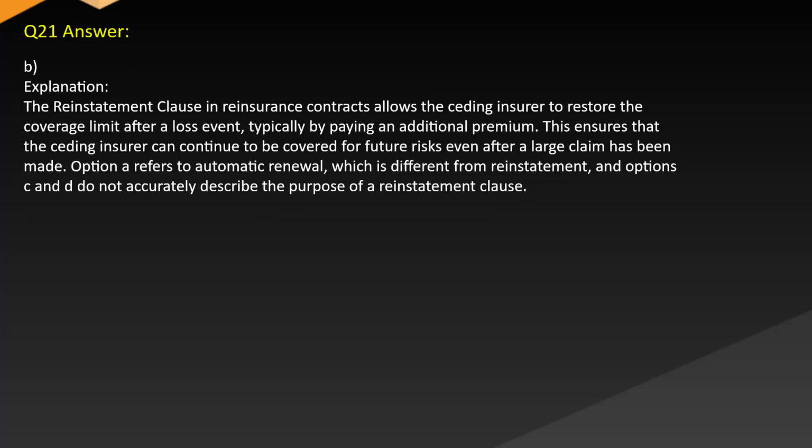Answer: B. Explanation: The reinstatement clause in reinsurance contracts allows the ceding insurer to restore the coverage limit after a loss event, typically by paying an additional premium. This ensures that the ceding insurer can continue to be covered for future risks even after a large claim has been made. Option A refers to automatic renewal, which is different from reinstatement, and options C and D do not accurately describe the purpose of a reinstatement clause.